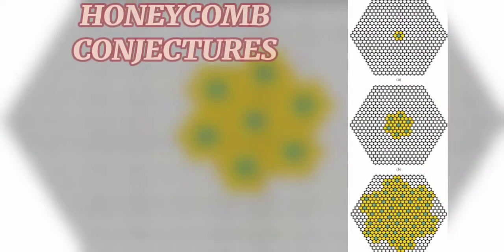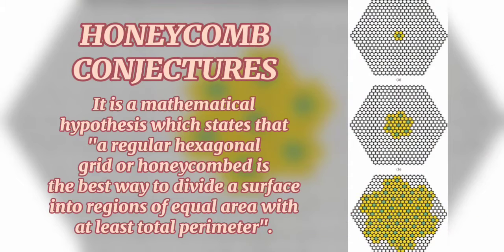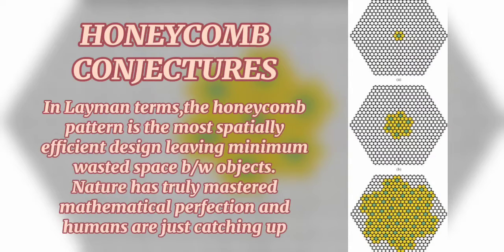The honeycomb conjecture. The honeycomb conjecture is a mathematical hypothesis which states that a regular hexagonal grid or honeycomb is the best way to divide a surface into regions of equal area with the least total perimeter. In layman's terms, the honeycomb pattern is the most spatially efficient design, leaving minimum wasted space between objects. Nature has truly mastered mathematical perfection, and humans are only just catching up.